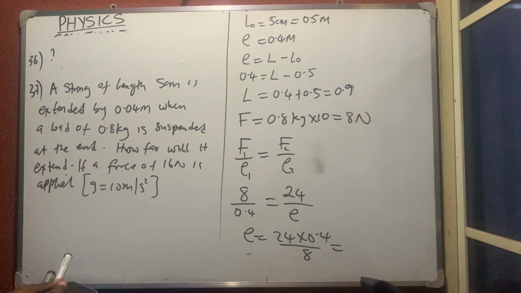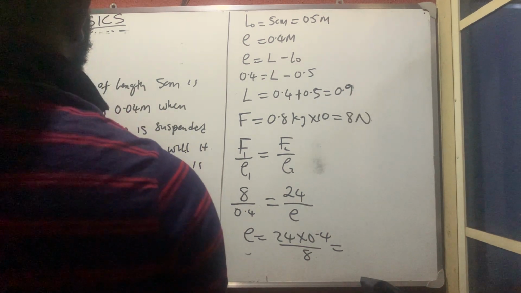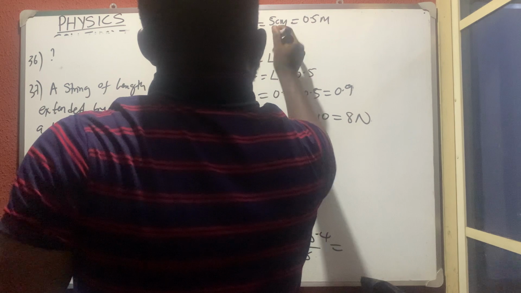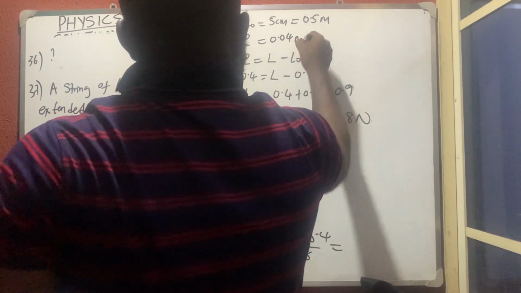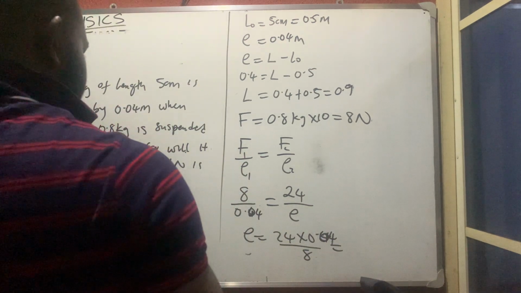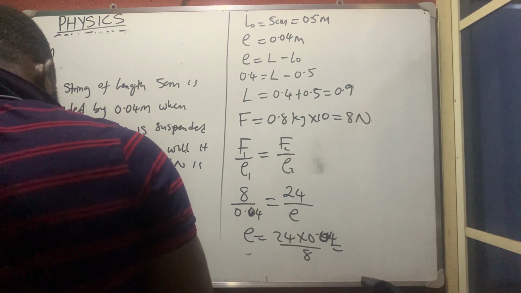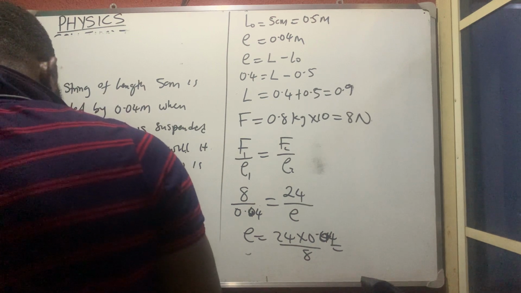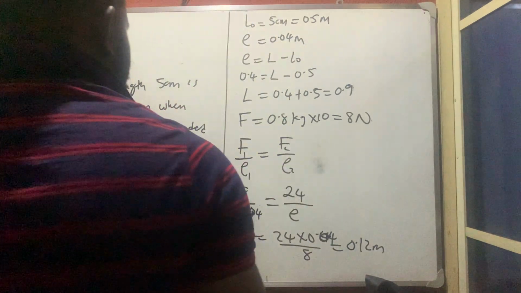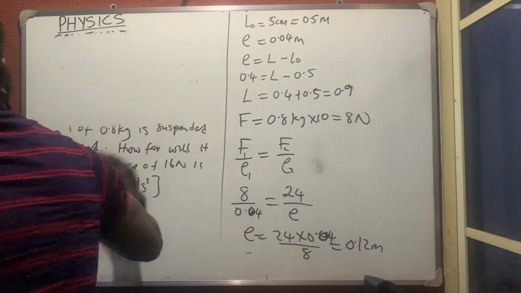24 times 0.4. Okay, sorry, this is 0.04, not 0.4. 0.04 meters. So that is 24 times 0.04, then divided by 8. So I'm having 0.12 meters. Okay, so that is the extension. So we don't even need that first calculation I did. That is the extension. So that is that.